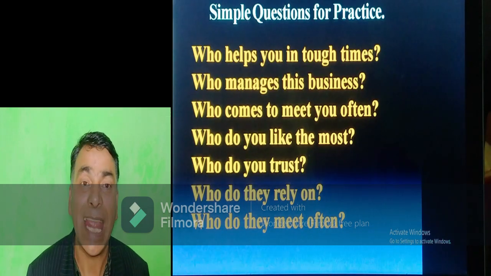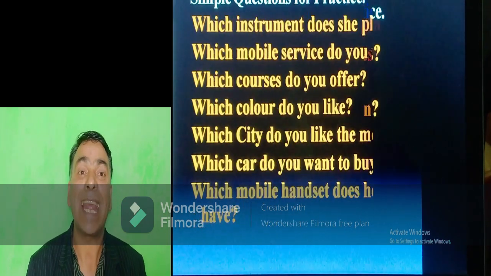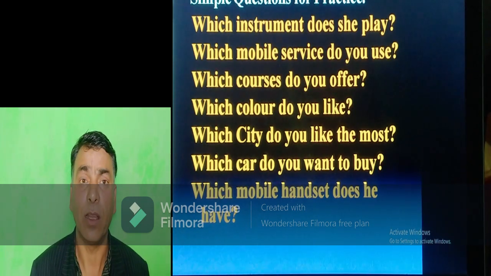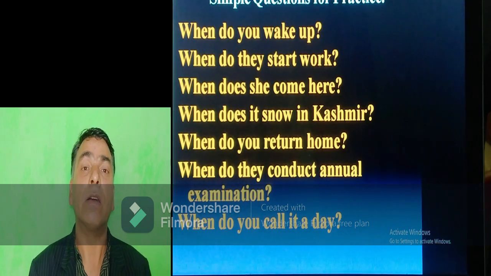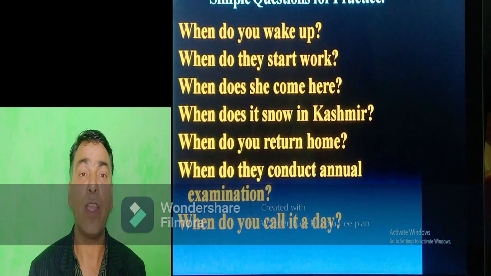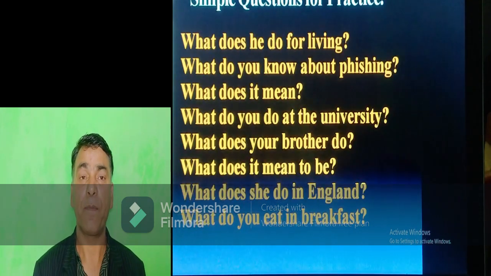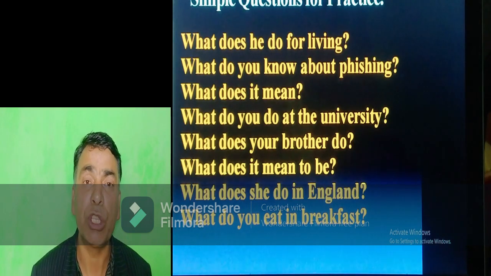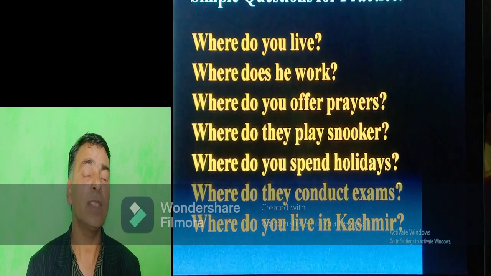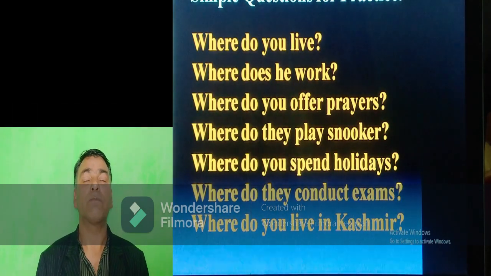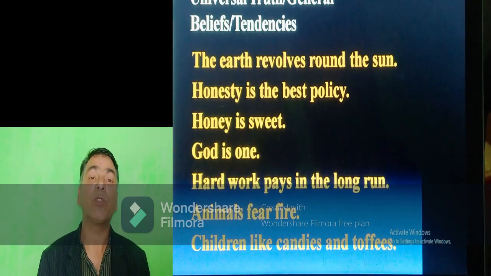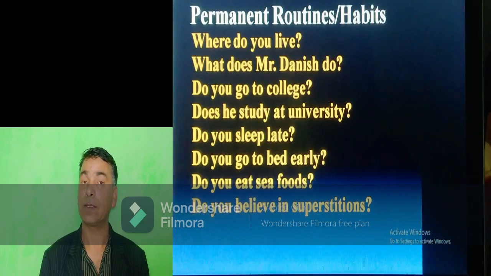Javed sleeps late. It's his habit. He sleeps late. He gets up very late in the morning. I drink a glass of milk every night. I play volleyball every day. I love to watch TV every day. I read comics. So these sentences actually express my day-to-day habits. So when you talk about your day-to-day habits, you use present simple.